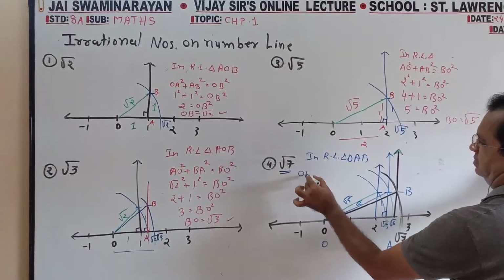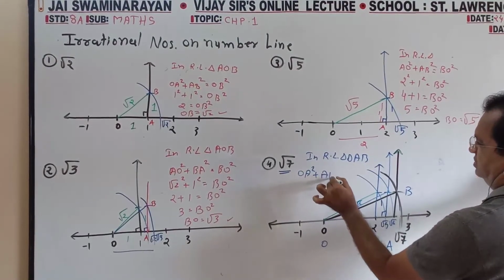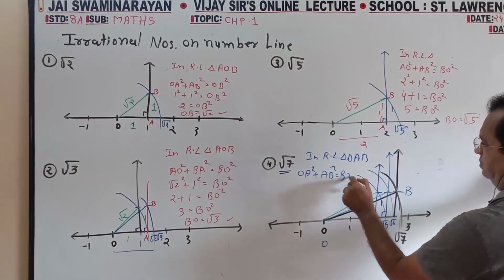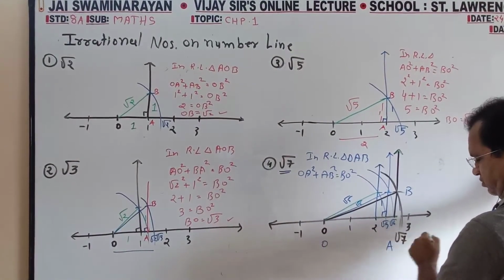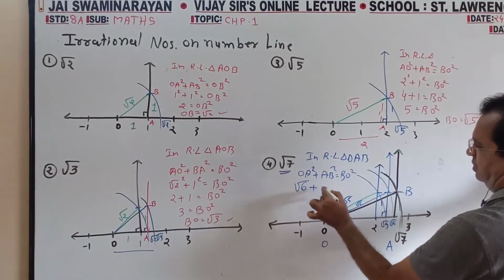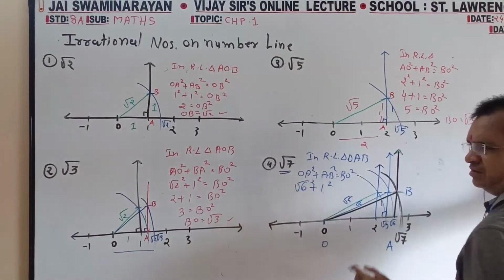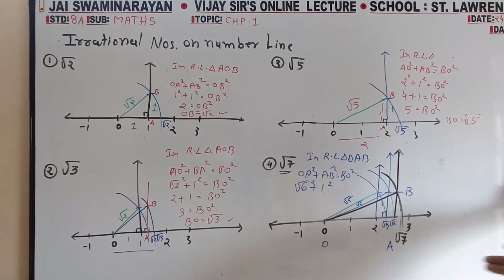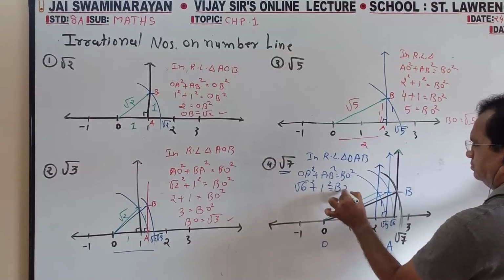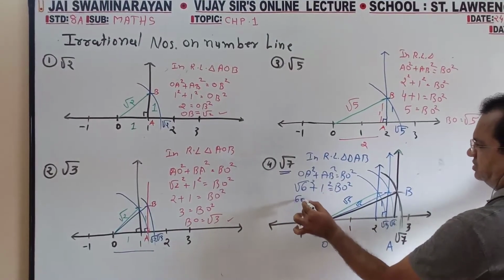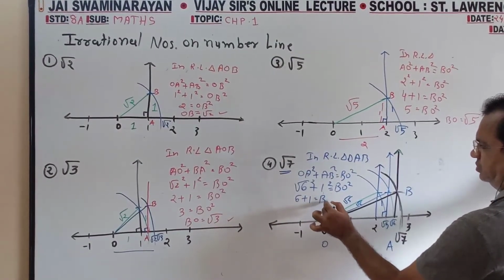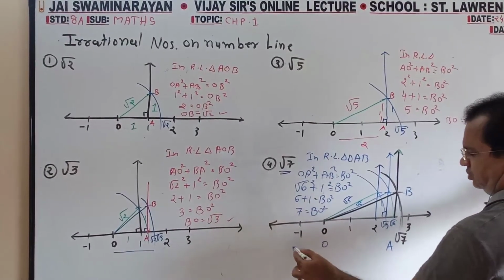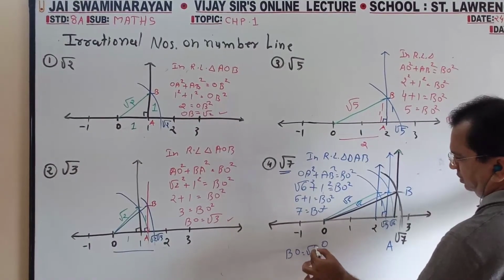OA square plus AB square. OA square plus AB square is equal to BO square. Now it is root 5, root 6, root 5, root 6. Again. Don't speak, I said. Remove. Root 6 is 6 plus 1. BO square, 7 is BO square. So take square root. So BO is equal to under root 7.